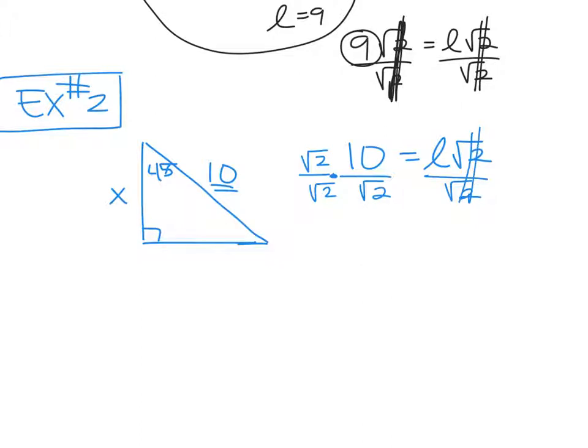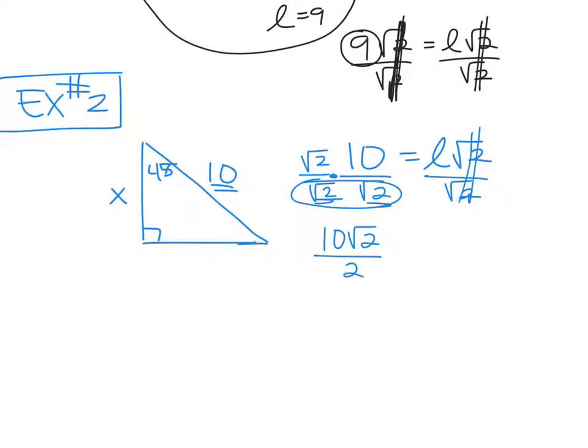So now we simplify that. 10 times rad 2 is 10 rad 2. What is rad 2 times rad 2? It's rad 4, which is 2, right? Rad 2 times rad 2 is rad 4. Rad 4, the square root of 4, is 2.